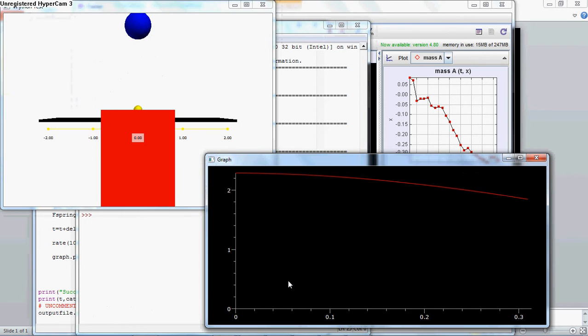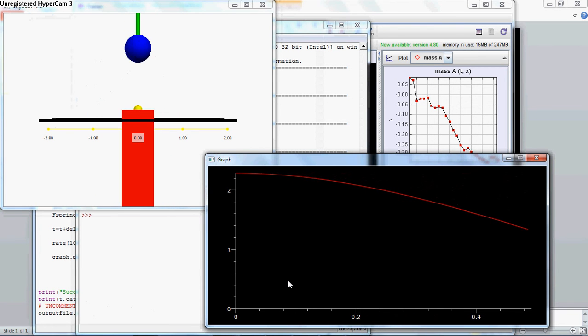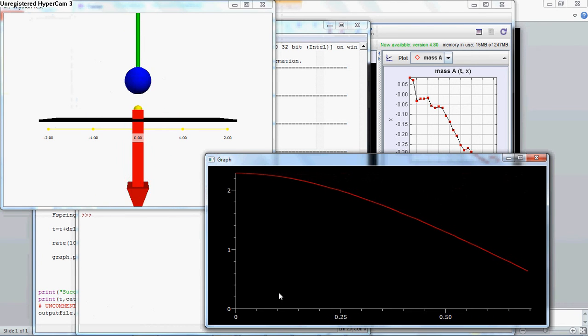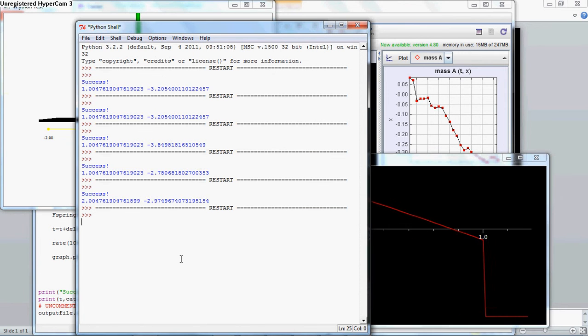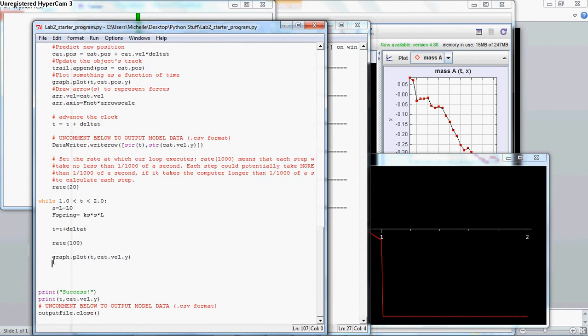So we have him going downwards. And it says that the time is about 2 seconds, and his velocity is negative 3.62, which makes sense in the y component since he is moving downwards.